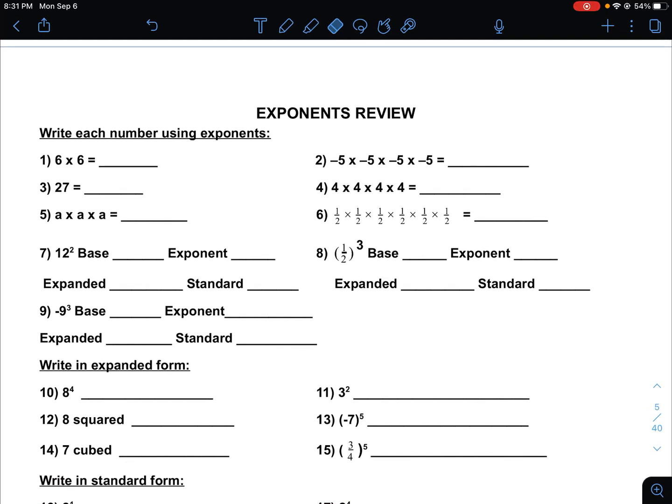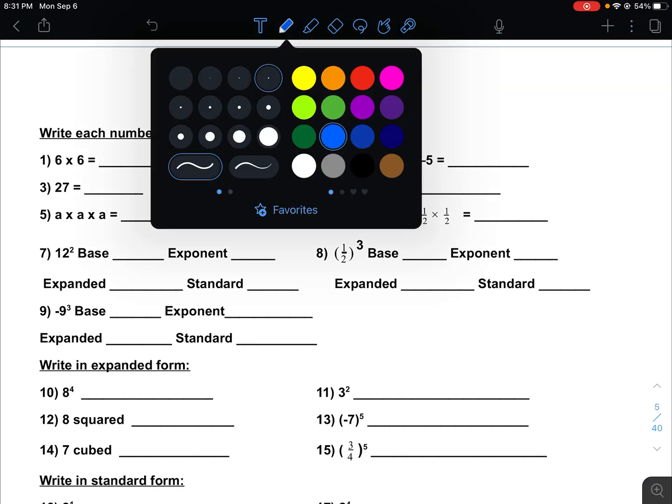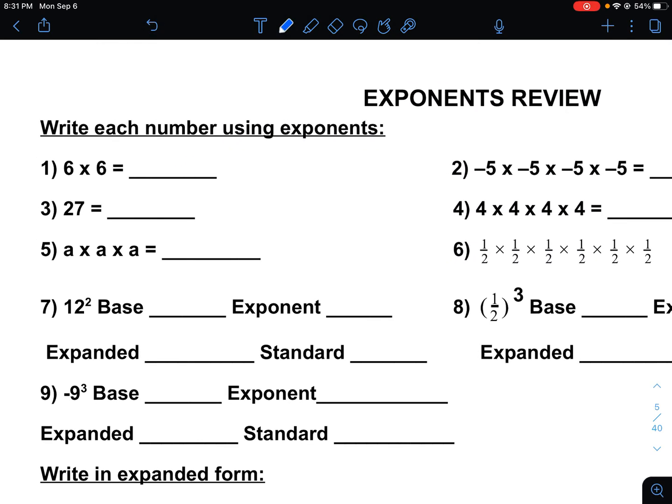This video will be doing an exponents review. Let's begin. So, we want to write each number using exponents. So, remember what an exponent is: it's repeated multiplication.